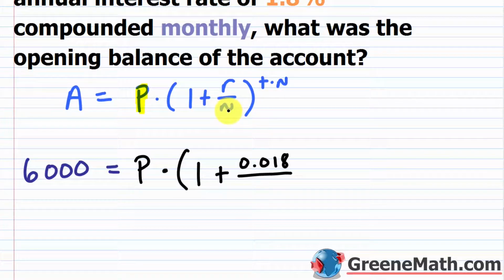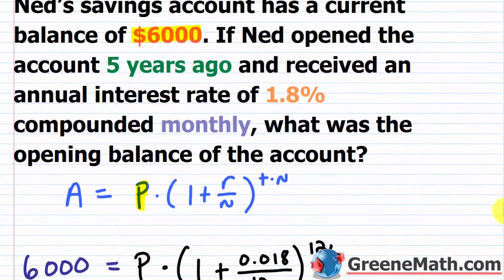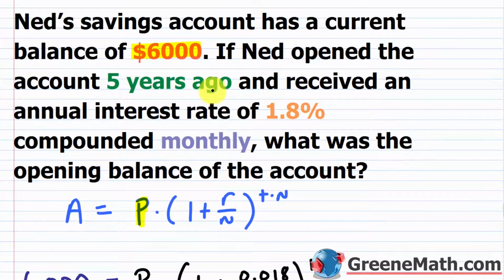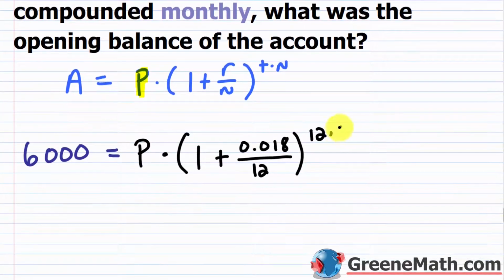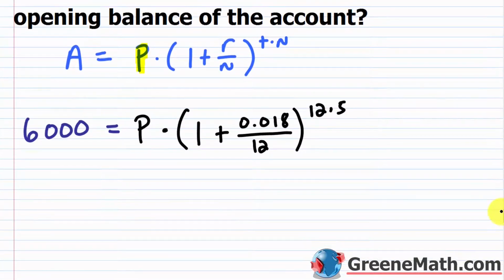And then when we say compounded monthly, this N here is going to be 12, right? Because there's 12 months in a year. So let's put a 12 there. And then this guy's going to be raised to the power of T times N. We know N is 12 already. What's T? Let's go back up, and it says 5 years ago. So he had this guy for 5 years. So let's go back down and put a 5 here, and now we're basically ready to go.